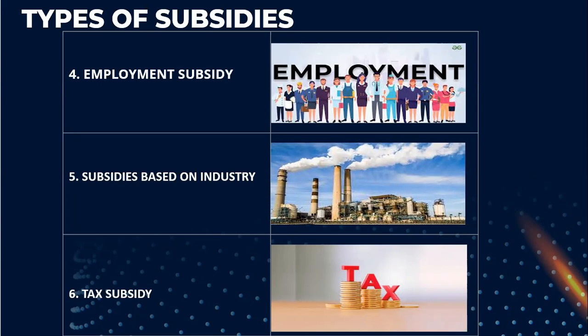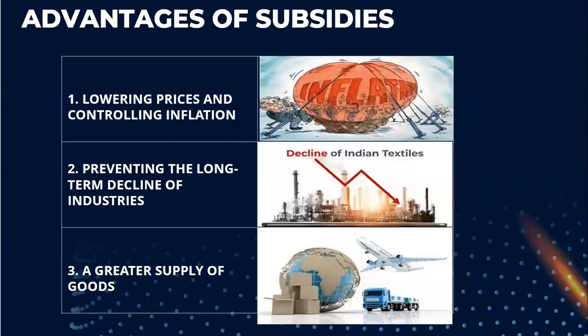Subsidies based on industry. Most subsidies are tailored to suit the demands of the sector they are aimed at. For example, transport subsidies are extended by making public transport available at nominal cost to the general public. Tax subsidy. Here, the subsidies are given in the form of tax rebates and tax holidays. A tax holiday is given for a period of 5 years from the commencement of production.